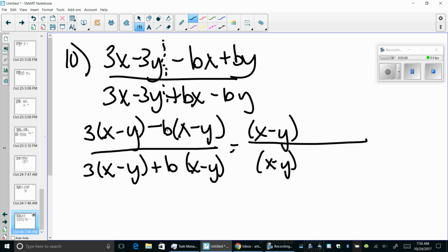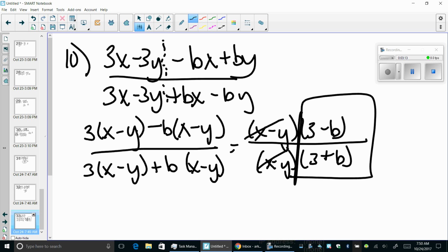And then the other factor would be on the top, 3 minus b. And on the bottom, x minus y is the matching factor. And the other factor is going to be 3 plus b. So these cancel, and my answer is 3 minus b over 3 plus b, which is b.